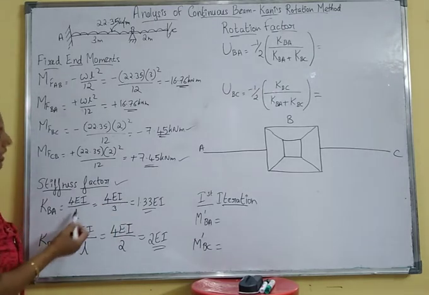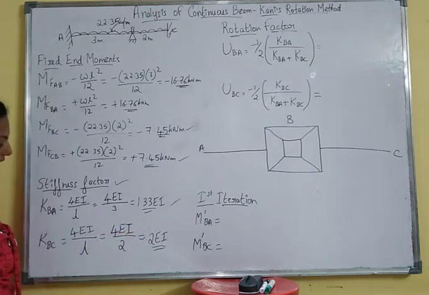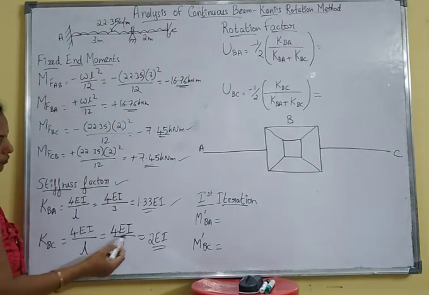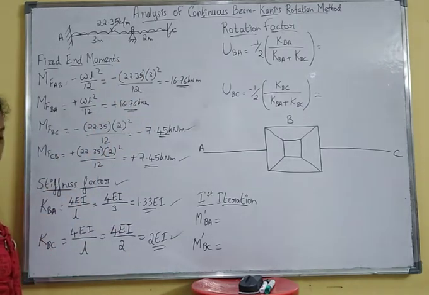So 4 EI by L, with L as 3 meters, you will get 1.33 EI. Similarly, for BC you have 4 EI by L. It is also a fixed end, so it is 4 EI by L, with L as 2 meters. So you have 2 EI.